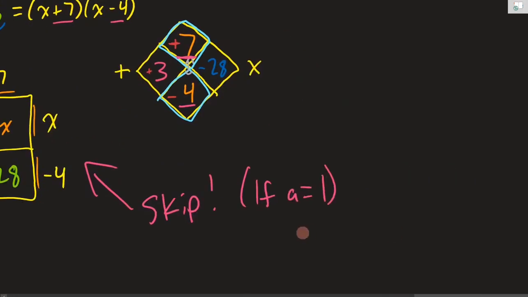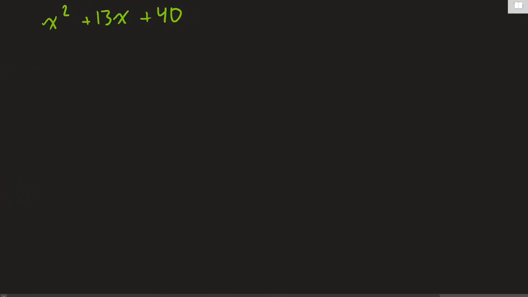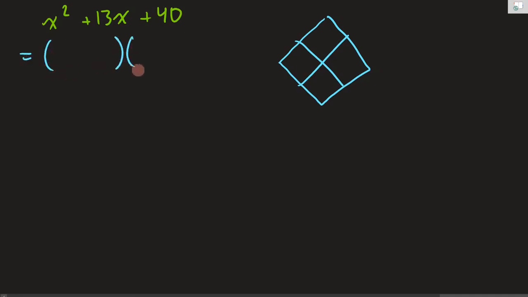Okay, let's try one more. Let's see if you can do this one in one step. So just do your diamond puzzle for this one. So let's do x squared plus 13x plus 40. So let's set up a diamond puzzle. Okay, so you should just need a diamond puzzle, and then you should be able to go right to your two binomial factors. So pause here, try it.